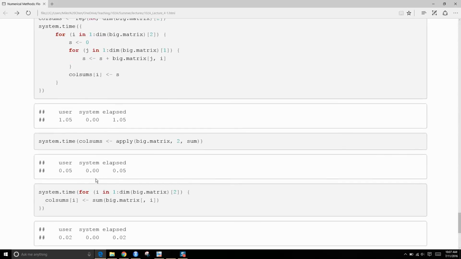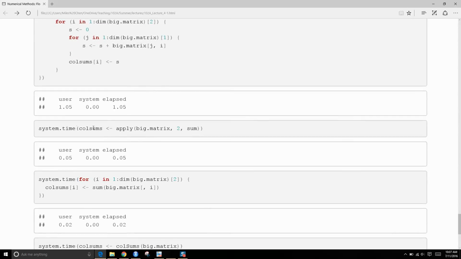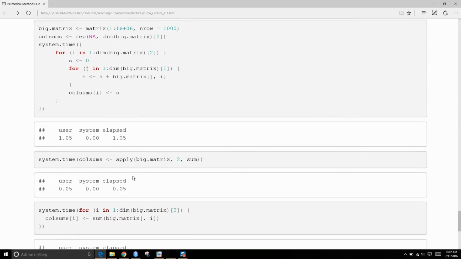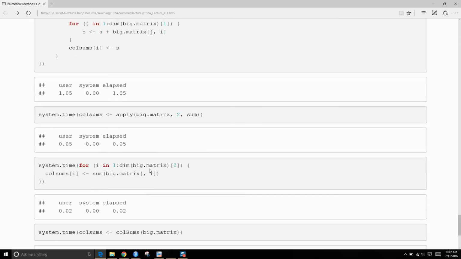If we use the apply function, and apply the command sum across the columns here, we can see that it took, you know, 5/10 of a second, or I mean 5/100 of a second. So just switching from this to this, it's a lot faster.